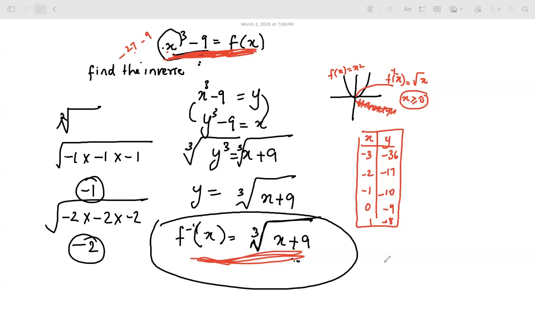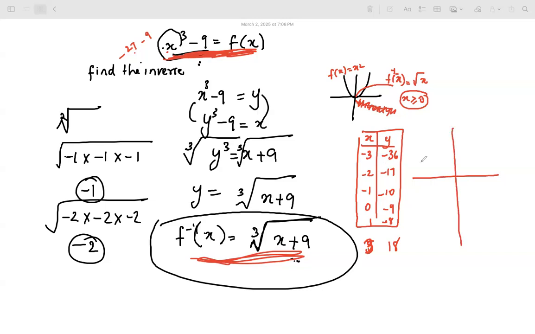So you're getting only one part of the graph, so better go up a level. 5 cubed is 125, that's too much. Let me do a 3. Okay, 3 will be 27 minus 9, which is going to be 18. So we got the positive part of the graph.